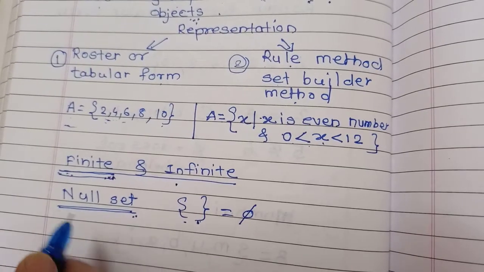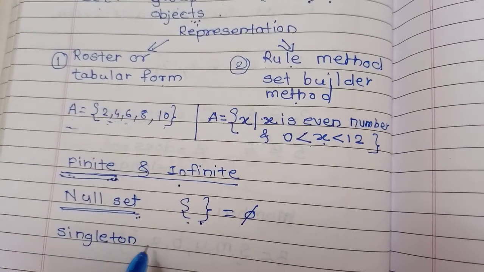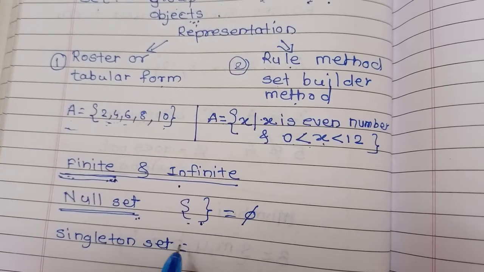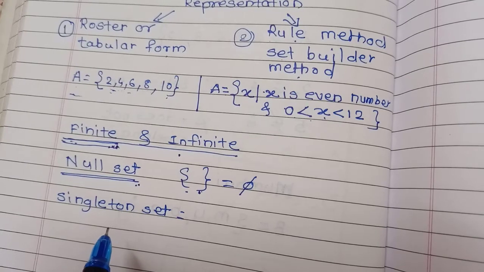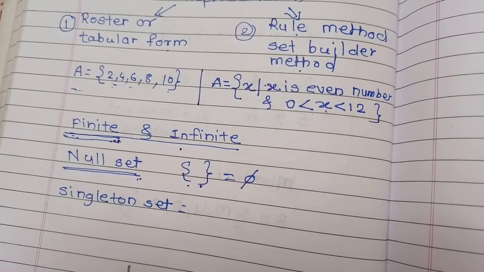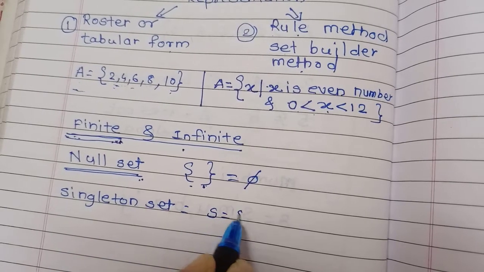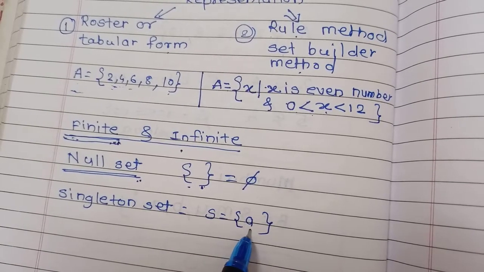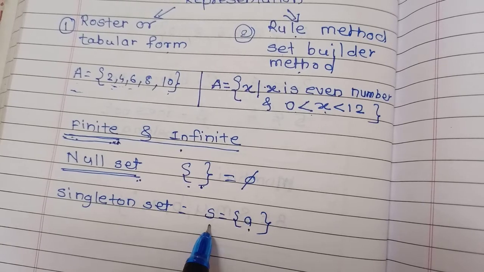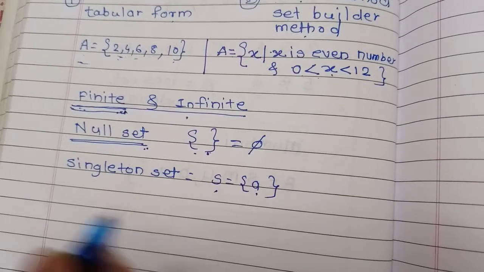Now the singleton set. A singleton set is a set which contains only one element. That is, we can say that S is equal to {a}, where a is the only element, so we can say that S is a singleton set.